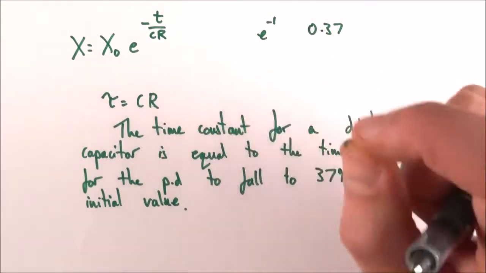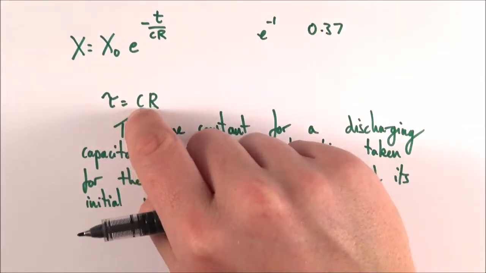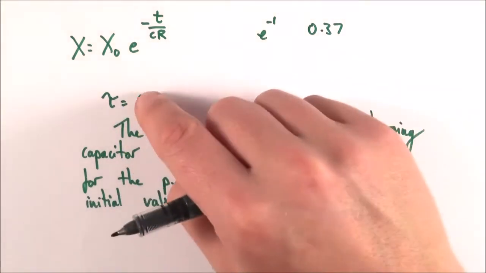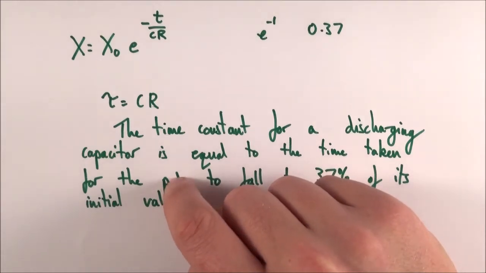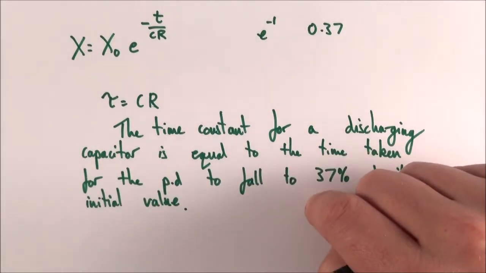And effectively, the greater the time constant, the bigger the capacitance, the greater the resistance, the greater the time it takes for that potential difference, or indeed the current or the charge, to fall to 37% of its initial value.